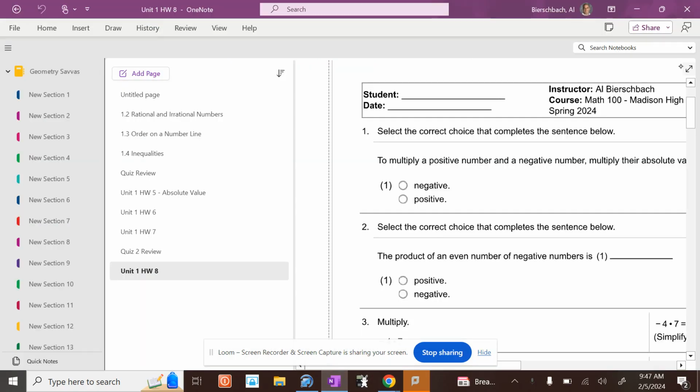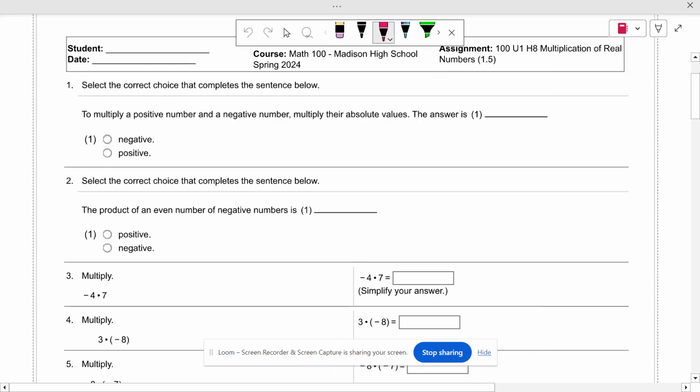A positive times a positive is a positive. A positive times a negative is a negative. So a positive times a negative is a negative. What about a negative times a negative? That'll be a positive. If there's an even number of negative signs, so if there's 2 negative signs or 4 negative signs or 6 negative signs, it's going to be positive. If there's an odd number of negative signs, it's going to be negative.